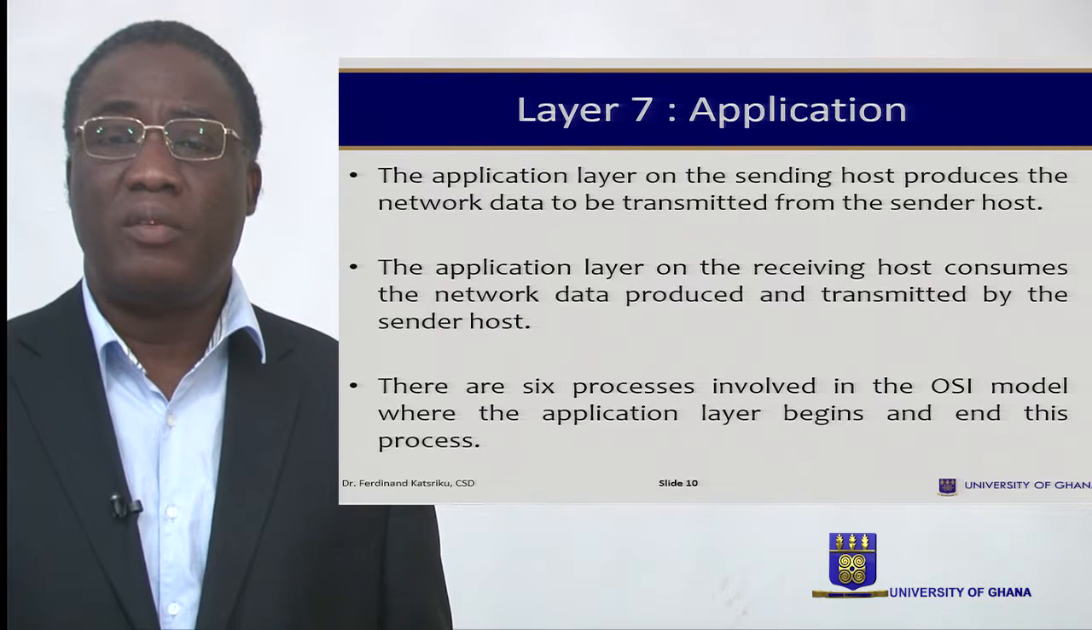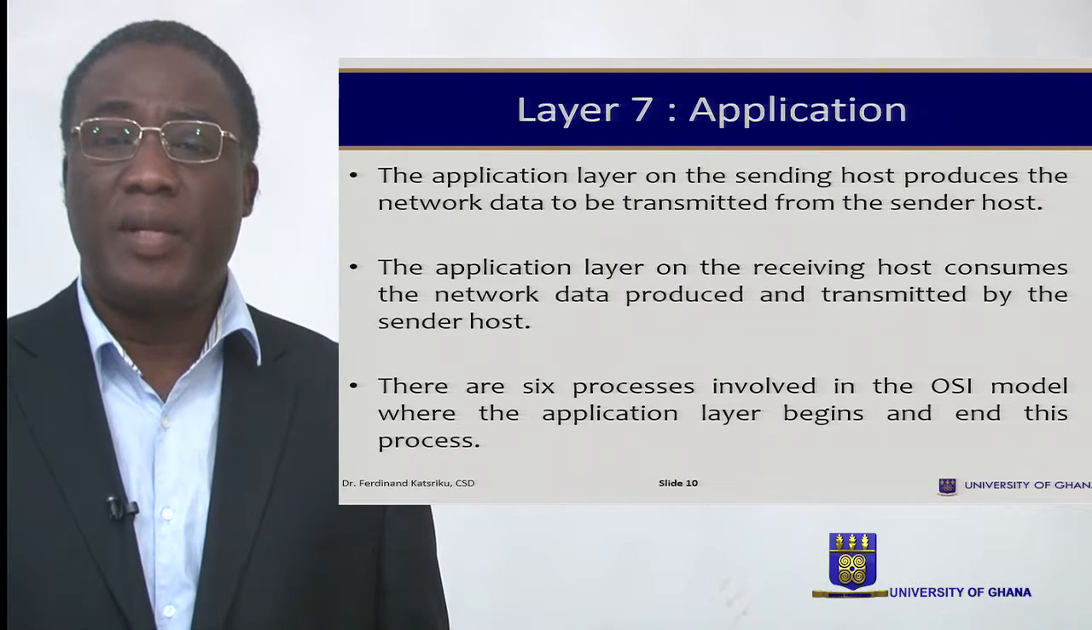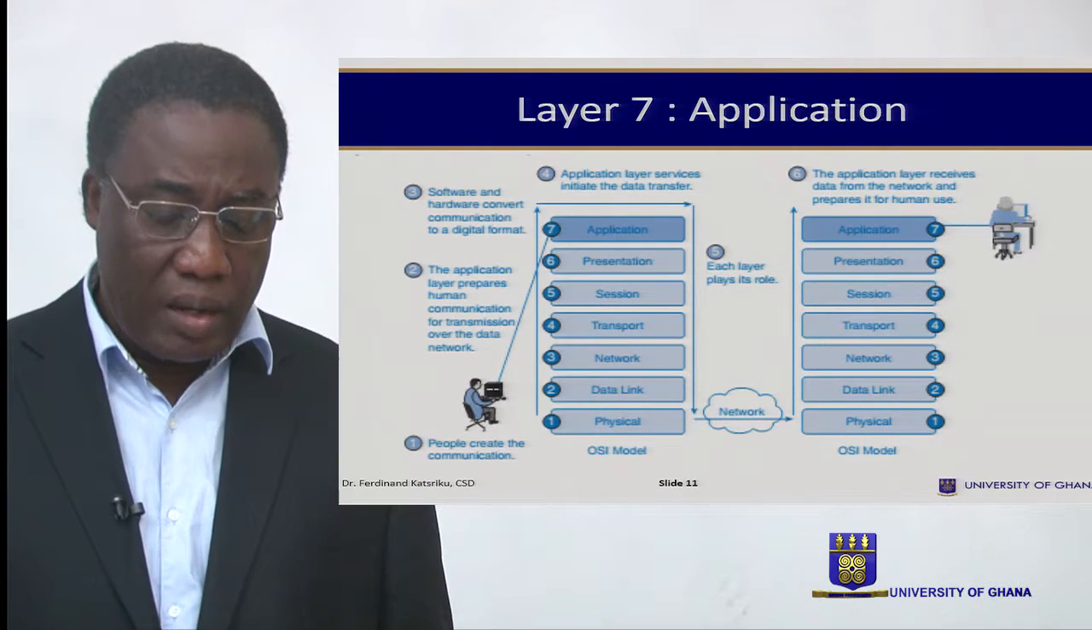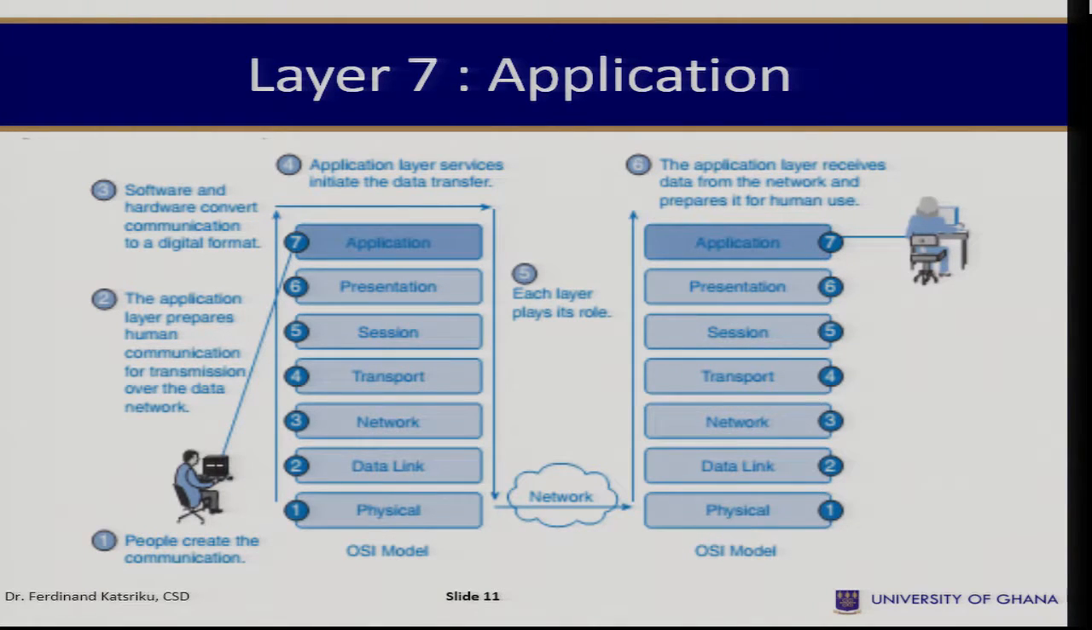There are 6 processes involved in the OSI model where the application layer begins and ends these processes. The diagram here shows you pictorially what happens at the application layer and how that information is then transferred down the other layers. Something is done at the application level, and then that information is transferred down the other layers and then back to the application layer at the receiving end.